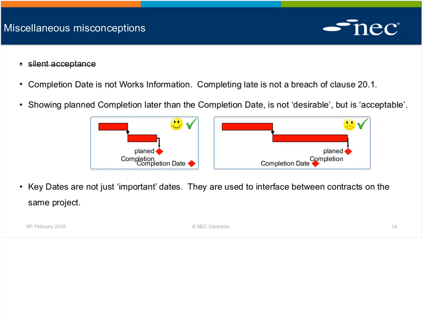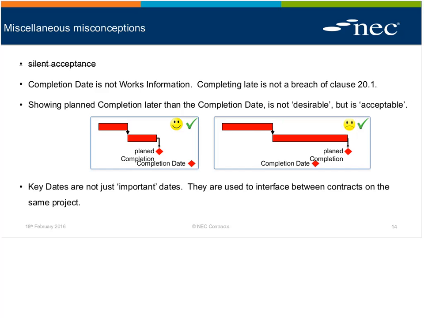Last bit from me, bugbear, key dates. Employers, when they fill out contract data, I think they're filling out the template and they get to key dates and they think, key dates, that sounds like important dates. I've got a few of them, I'll put them in. So we must understand what key dates are before we pepper a contract data part one with key dates. Key dates have a very specific role to play. Missing a key date as a contractor can have some fairly substantial issues.